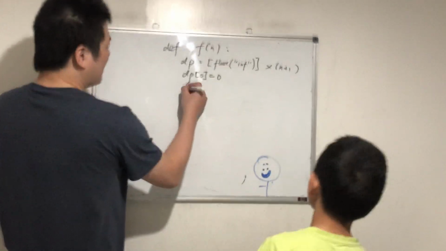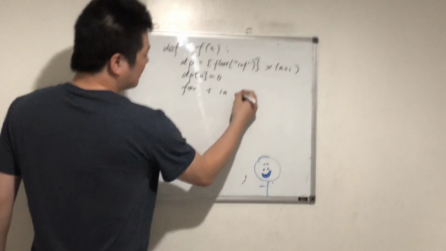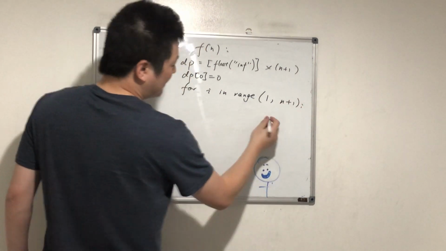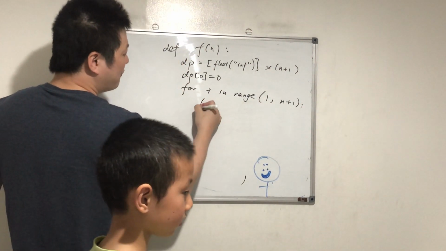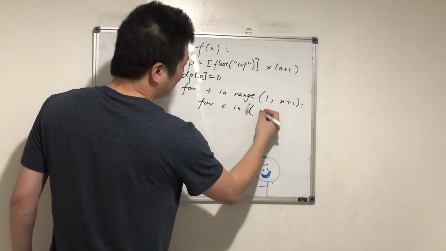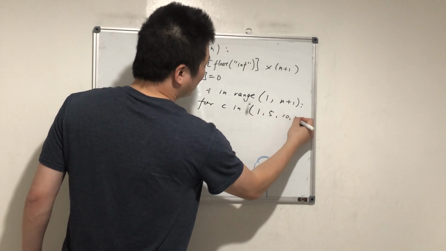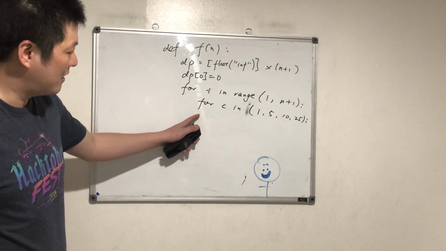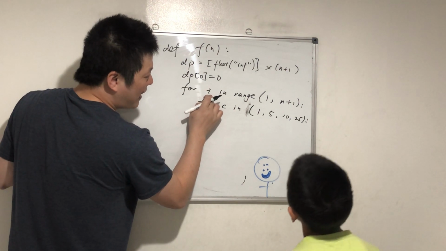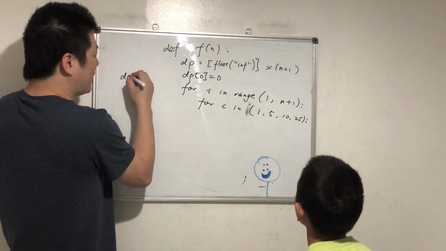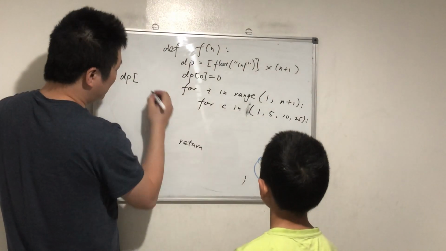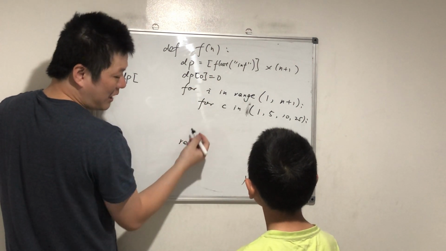Now look, for i in range 1 to n plus 1, this is from 1 to n. For coin in, you can use this set 1, 5, 10, 25, right? We want to try the coins, and then we want to calculate dp[i] from 1 to n, right? So the answer will be dp what? Return dp what? What are we calculating here?